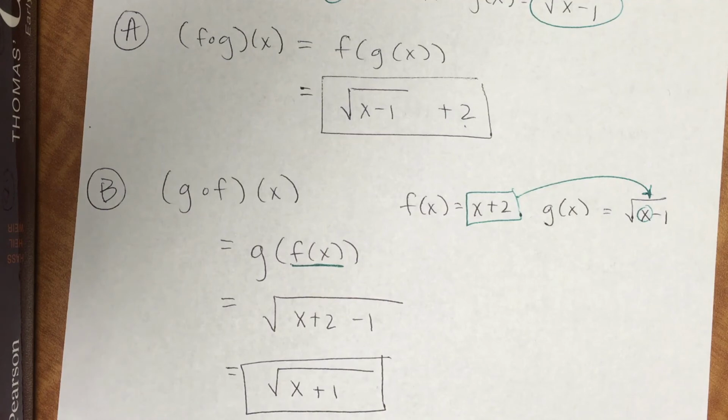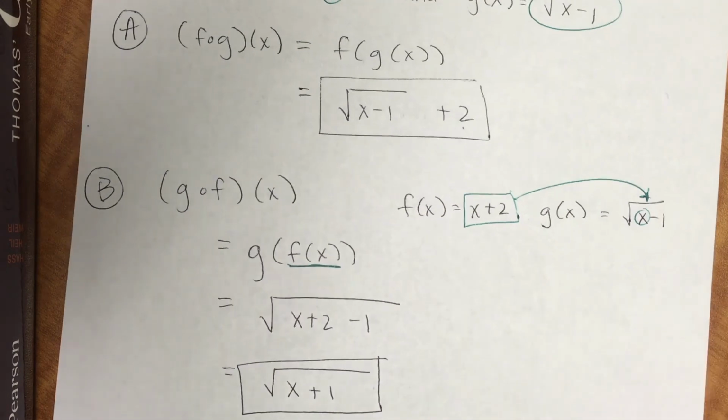Reminder, just like before, you can figure out your domains. Remember, you use your normal square root properties, you use your normal logarithm properties, and your normal denominator properties.